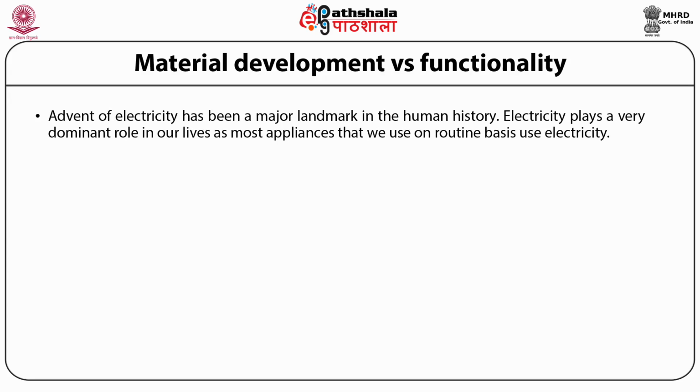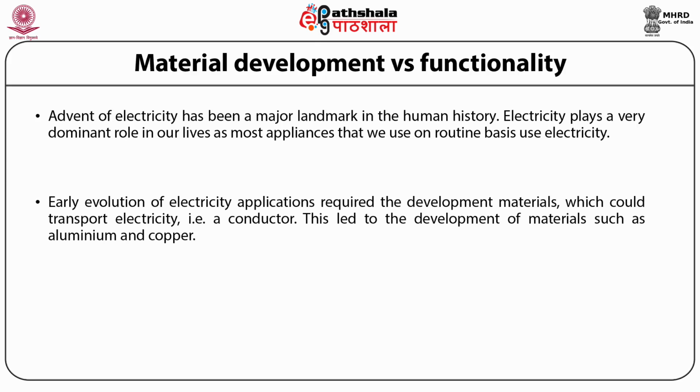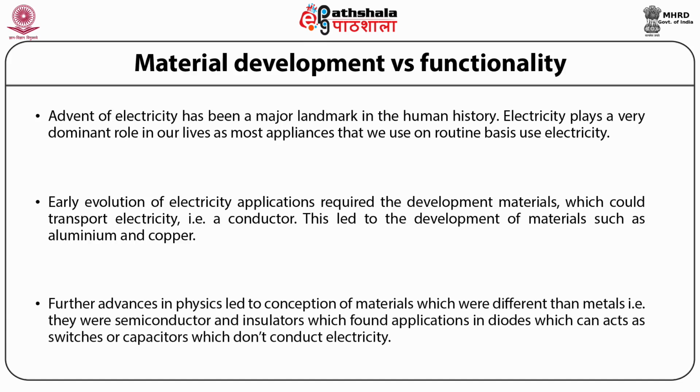Advent of electricity has been a major landmark in human history. Electricity plays a very dominant role in our lives as most appliances that we use on a routine basis use electricity. Early evolution of electricity applications required the development of materials which could transport electricity, that is, a conductor. This led to the development of materials such as aluminium and copper. Further advancement in physics led to the conception of materials which were different from the metals, that is, semiconductors and insulators, which found applications in diodes, which can act as switches, or capacitors, which don't conduct electricity.